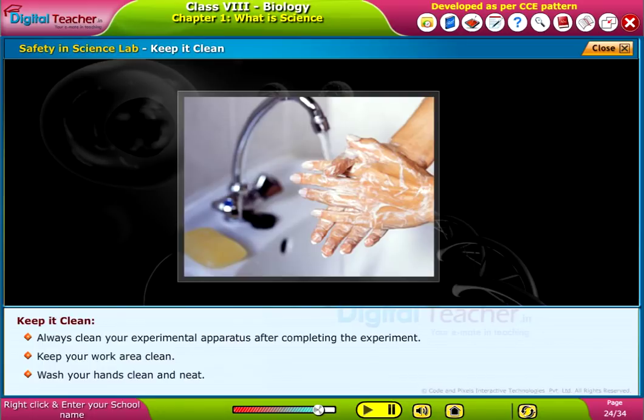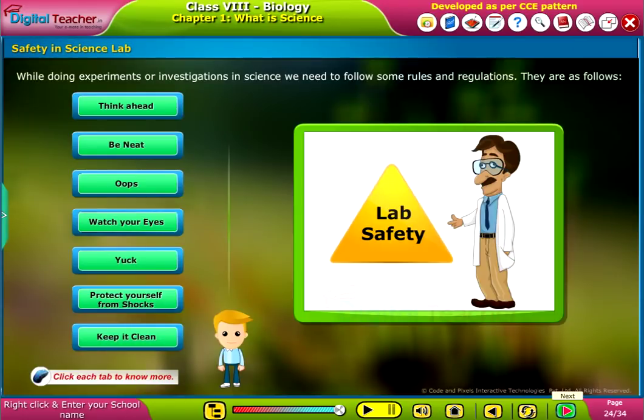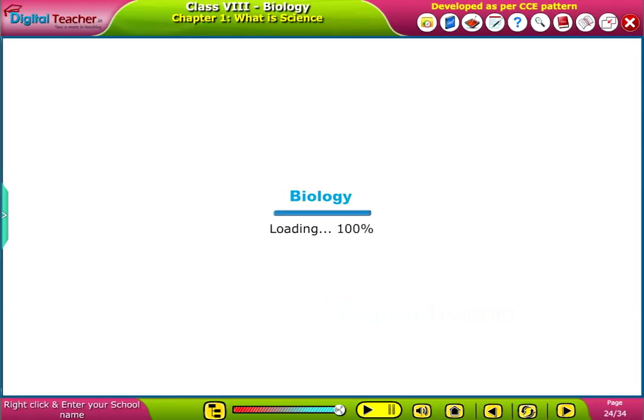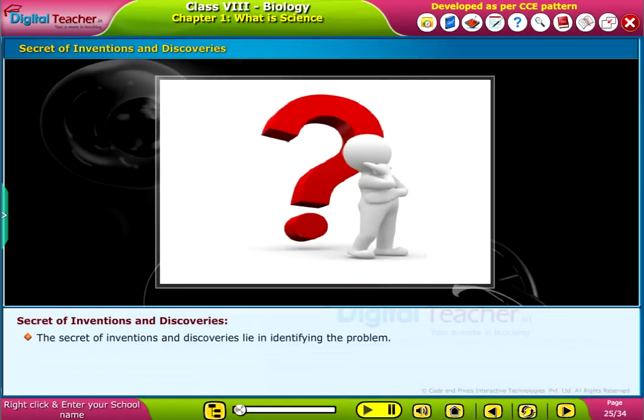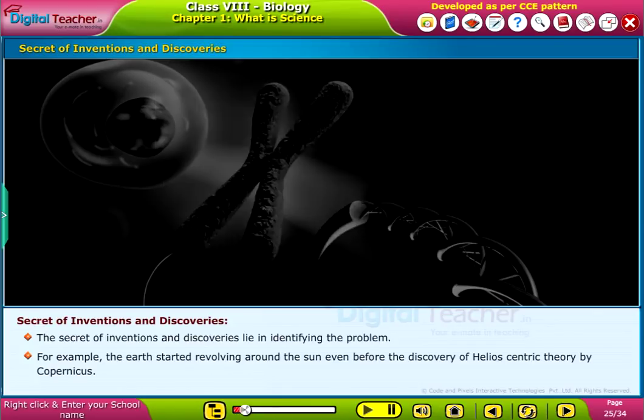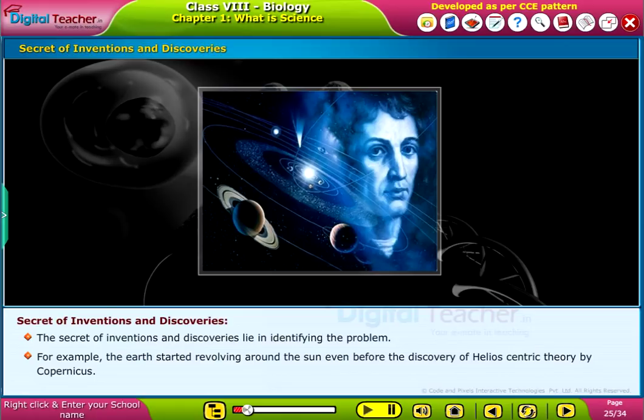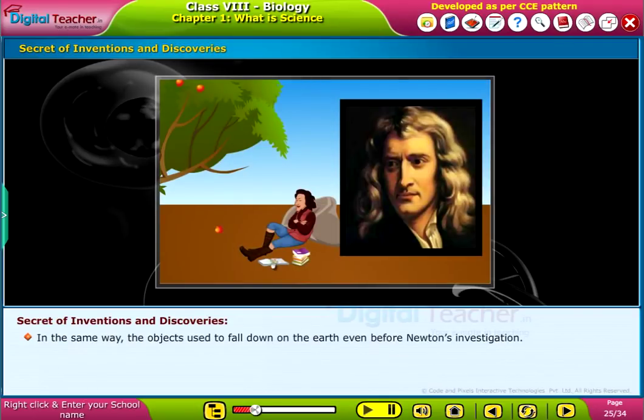Now, let us learn about the secret of inventions and discoveries. The secret of inventions and discoveries lies in identifying the problem. For example, the Earth started revolving around the Sun even before the discovery of heliocentric theory by Copernicus. In a similar way, objects used to fall down on the Earth even before Newton's investigation.